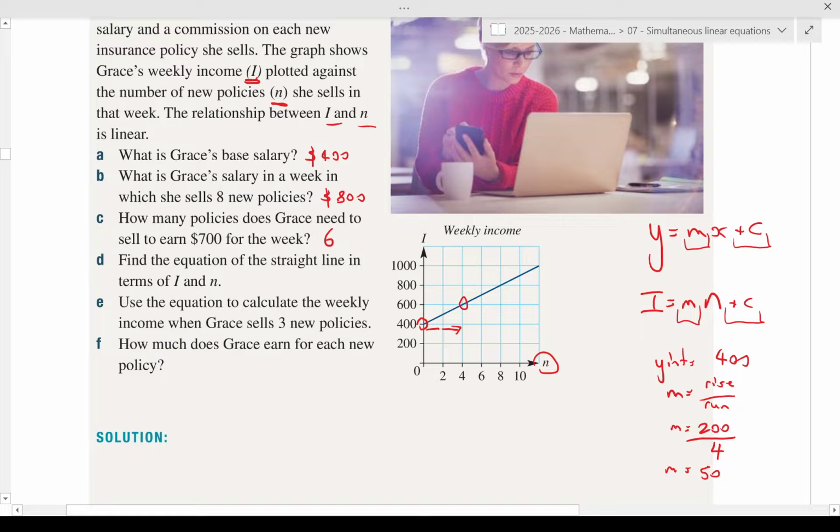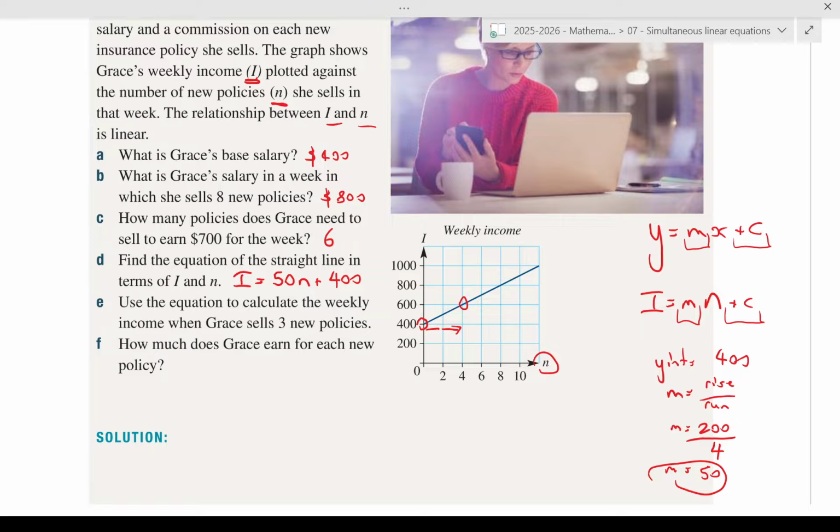I've now got my m and I've got my y-intercept, so I can write down my equation. I'm not going to do it as y equals mx plus c because I've got actual pronumerals I can use. So I've got I equals 50, because that's what we got for our gradient down there, N, because that's the number of new policies, and then plus 400. And that literally says she gets $400 base salary plus $50 every time she sells a new policy.